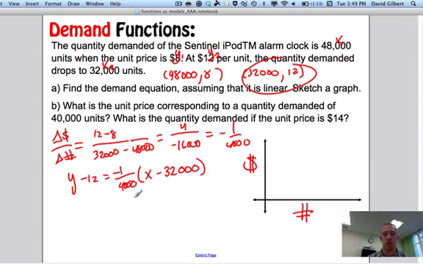There's our equation. So what is the unit price? I'm going to get this in y equals mx plus b too. So I distribute the 1/4000th, so I get negative 1/4000th x, and then negative 1/4000th times negative 32,000 is going to be a plus. This gives us a plus 8, and I add the 12 over, and so 8 plus 12 is 20. So there's our function.